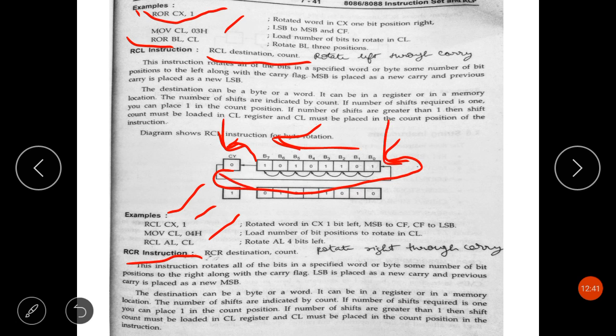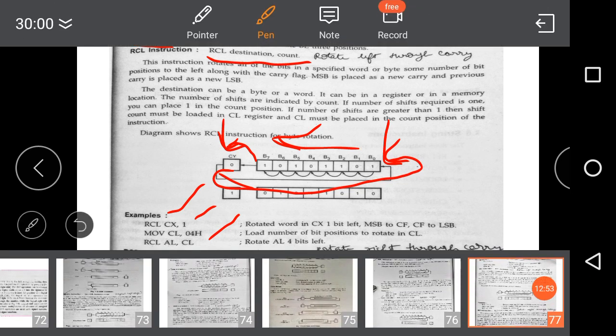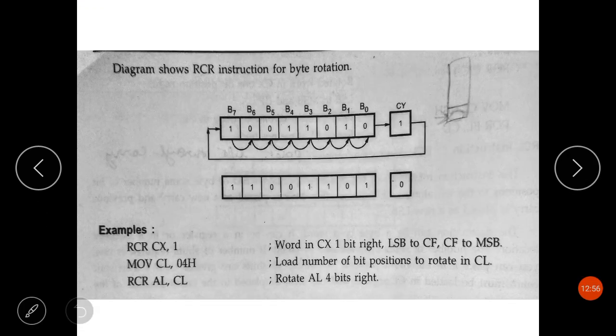Now the next instruction is the RCR instruction. The format for writing this instruction is RCR destination, count. It is rotate right through carry. This instruction rotates the content of the destination bit by bit towards the right, and the LSB will get stored in the carry flag, and the carry flag's content will get stored in the MSB.